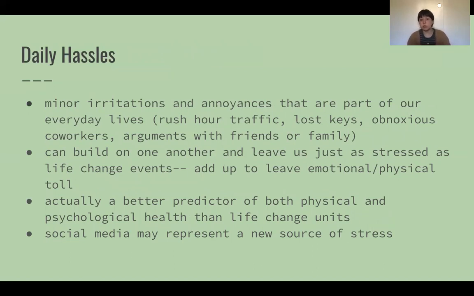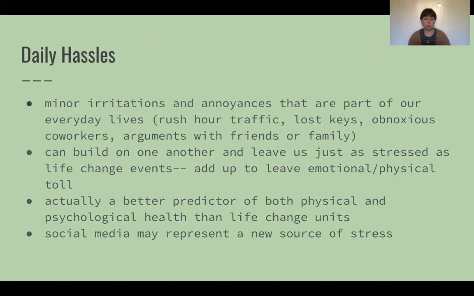So daily hassles can cause us a lot of stress. Minor irritations or annoyances, like losing your keys or being stuck in traffic, dealing with annoying people, can cause a lot of stress. And they can build on one another and leave us just as stressed as life change events, and they can eventually add up to leave an emotional or physical toll.